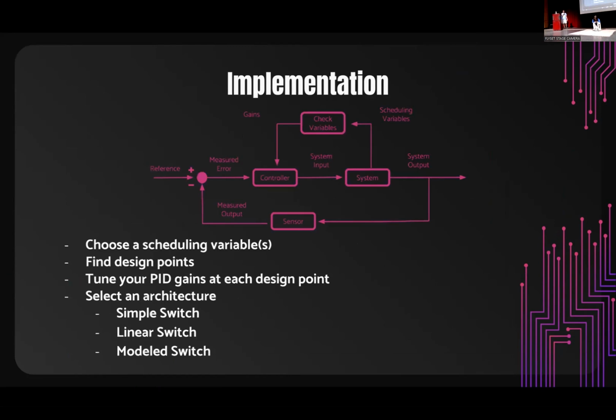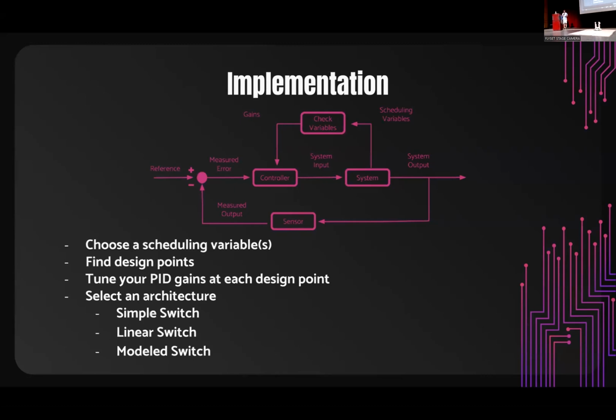So many FTC robots have protruding arms or slides that go up, or just the general things that can change how your robot functions on the field. And any of those can be your scheduling variable. So then you find your design points.